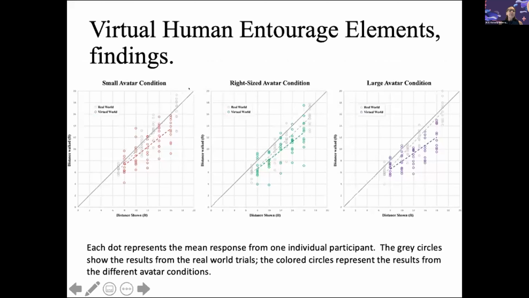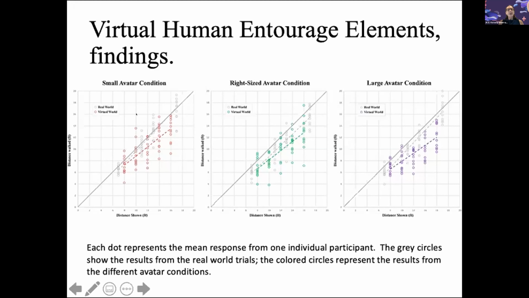So what you can see here is each of these circles corresponds to a data point from an individual participant. And the gray points, they're really hard to see, are from the trials that were done in the real world. And the colored points are from the trials that were done in the virtual world. And I've got these dotted lines, which you can barely see, that represent the best linear fit to the data. And so here we can see that in the real world, people were pretty much, and the black line, of course, is ground truth. So in the real world, people were pretty spot on. But in the VR, people were underestimating.